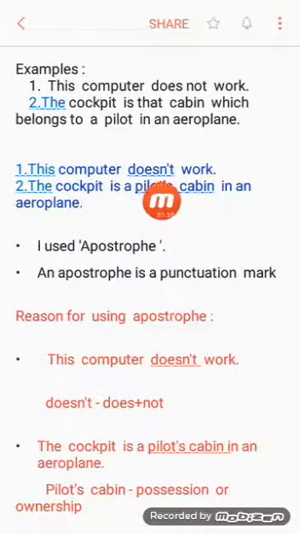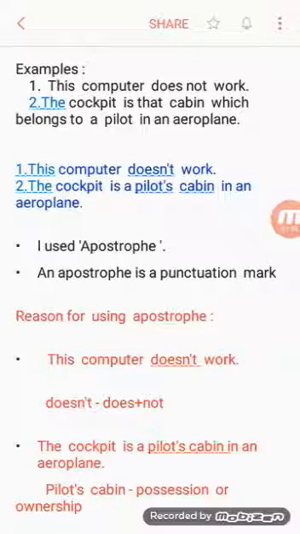See here, doesn't. You watch this comma above, between n and t. So what is this? This is apostrophe. What it did here is join these two words, does plus not, so I have written them as doesn't. And here, pilot's cabin. Here this apostrophe is showing the possession of the cabin by a pilot.